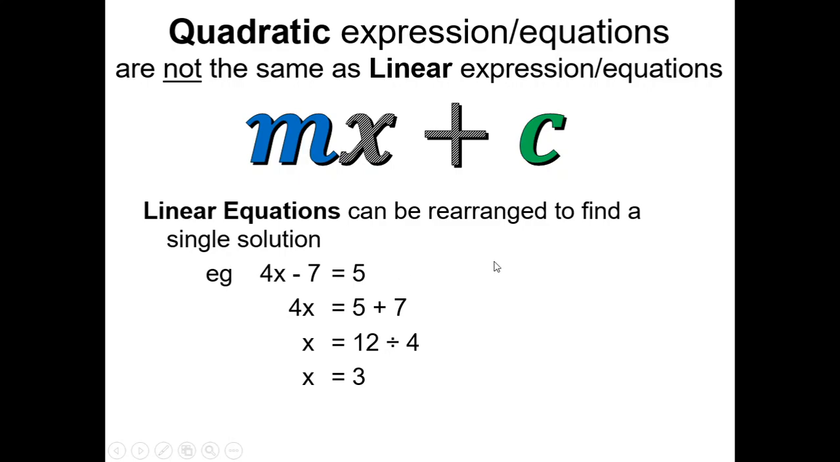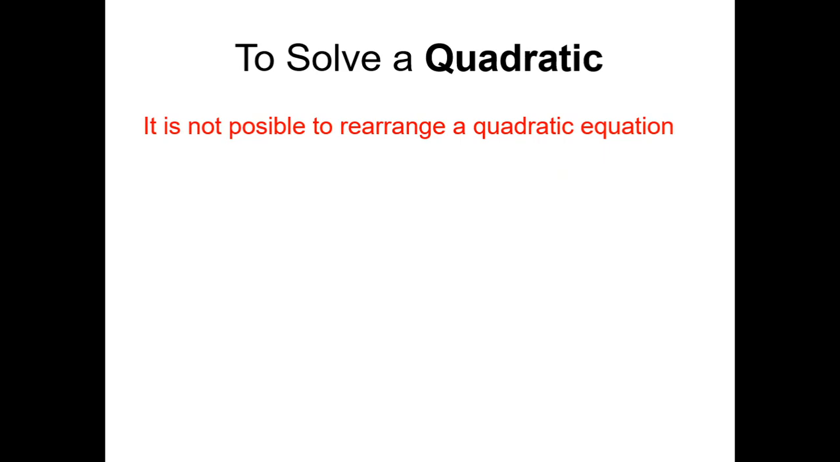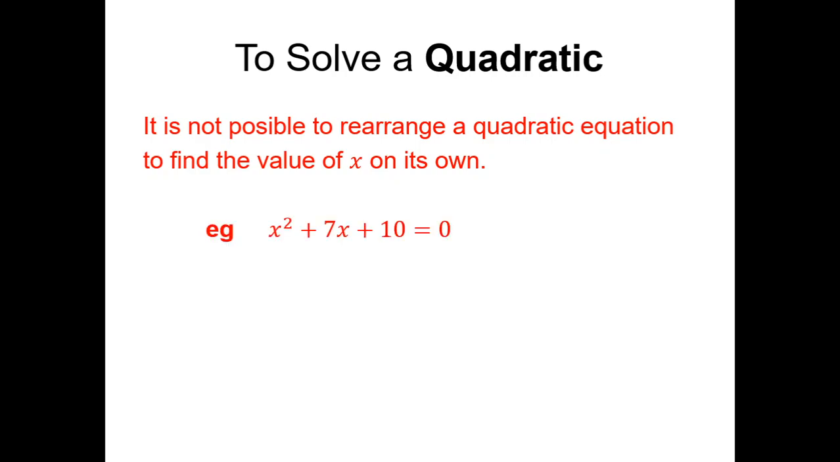We've been learning this for years now. Quadratics are different. Let me show you a quadratic. First of all, it's not possible to solve quadratic equations by rearranging. You can't get x on its own. Here's an example of a quadratic. x squared plus 7x plus 10 equals 0.